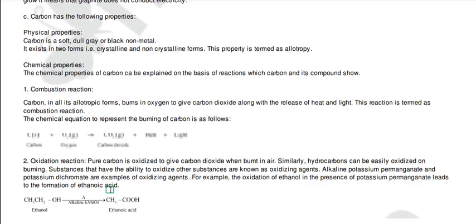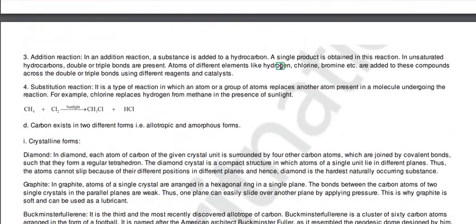3. Addition reaction. In an addition reaction, a substance is added to a hydrocarbon. A single product is obtained in this reaction. In unsaturated hydrocarbons, double or triple bonds are present. Atoms of different elements like hydrogen, chlorine, bromine, etc. are added to these compounds across the double or triple bonds using different reagents and catalysts.